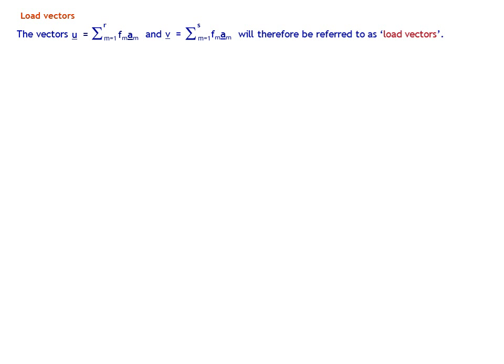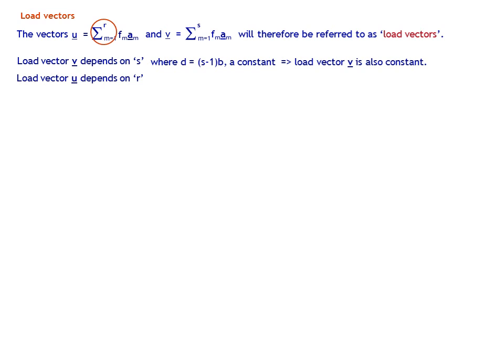The vectors u and v, which have just been defined, contain information about the magnitude and position of each point load, and so will be referred to as load vectors. Load vector v depends on S, the total number of point loads, which in turn depends on the load width d via the equation d equals (S minus 1)b. And as d is constant in any given situation, so is load vector v.